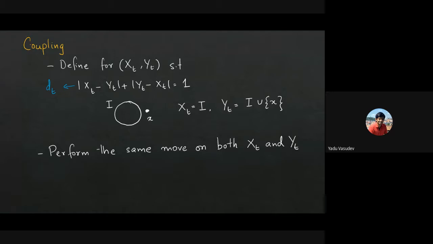If you do the same move on both xt and yt, assuming that the symmetric difference between xt and yt is 1, what happens? How do these sets change? That's what we want to find out. In particular, we want to compute this quantity, the expected value of dt plus 1 given dt. And in our case, dt is actually going to be 1, because you're working with xt and yt, which differ in exactly one vertex. Any questions so far?